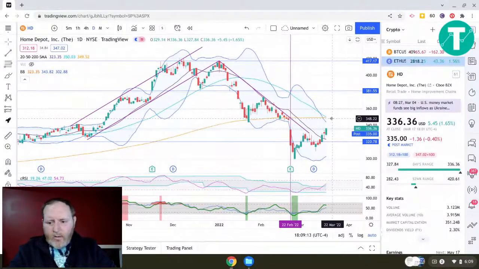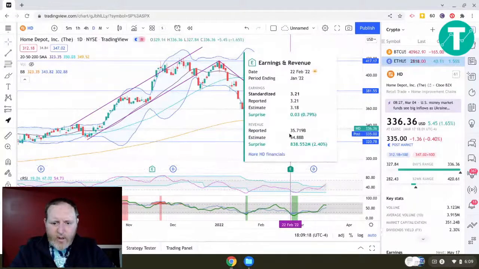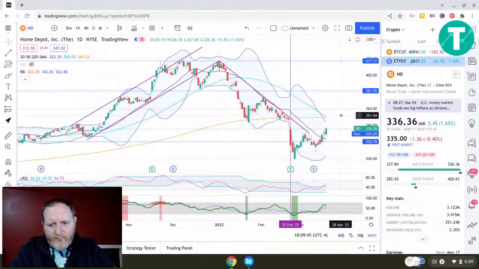Yeah, I think Home Depot, looking at its earnings here, look at this. We've got $35 billion here for the quarter for Home Depot, up 2.4%. EPS up 8/10%. I just don't think that it can go much further than this. I really think that this is kind of tapping out for them.